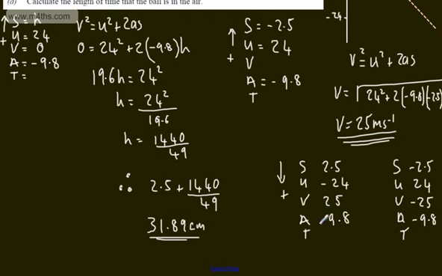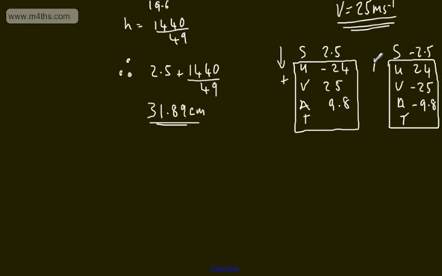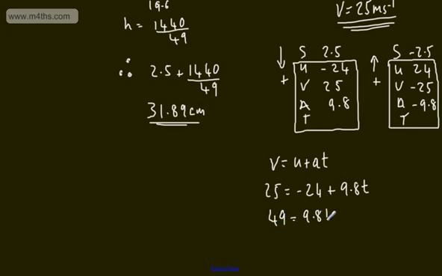So if I trust my information here, all I need to say then is v is equal to u plus at. Or if I wanted to do it here, I could take this one. We'll get exactly the same. This is taken down to be positive. This one is taken up to be positive. So v is equal to u plus at. Subbing this in, we've got 25 is equal to minus 24 plus 9.8t. Adding the 24, 49 is equal to 9.8t. 9.8 goes into 49 exactly 5 times, so t is going to be 5. So it'd be 5 seconds.